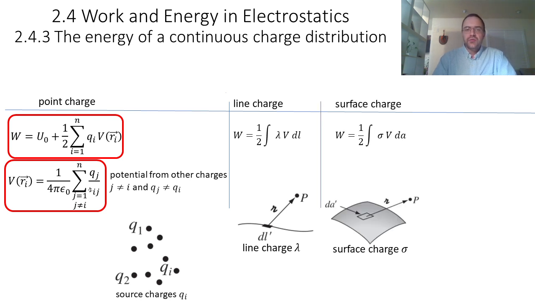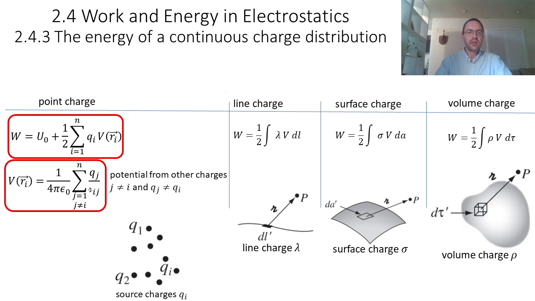Now, for a surface charge, we use the same method. The sum over Qi is replaced this time with an integral over sigma dA. So the energy of a surface charge distribution is 1/2 integral of sigma V dA. And for a volume charge distribution, the integral is over rho d tau. So the energy of a volume charge distribution is 1/2 integral of rho V d tau.